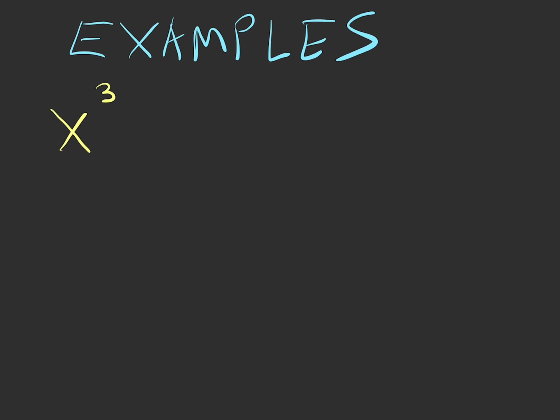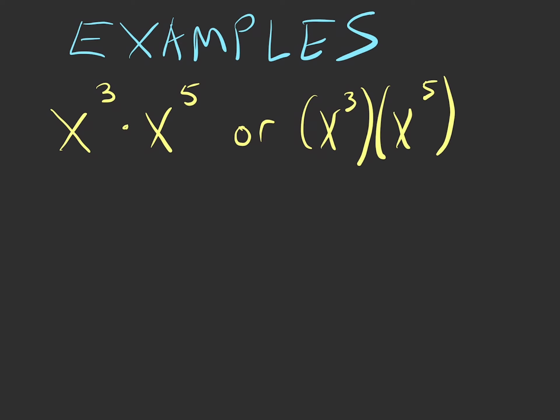So let's say we are given x to the third, and we have to multiply it times x to the fifth. I could write it in parentheses like that for multiplication, or I could put a dot in between. So remember, the rule is when we multiply these, we're going to add the exponents. You're going to get x to the 3 plus 5, or x to the 8. That's what you do with those, you add them.